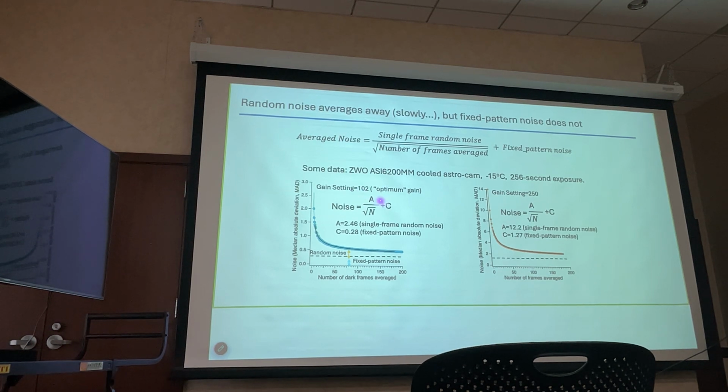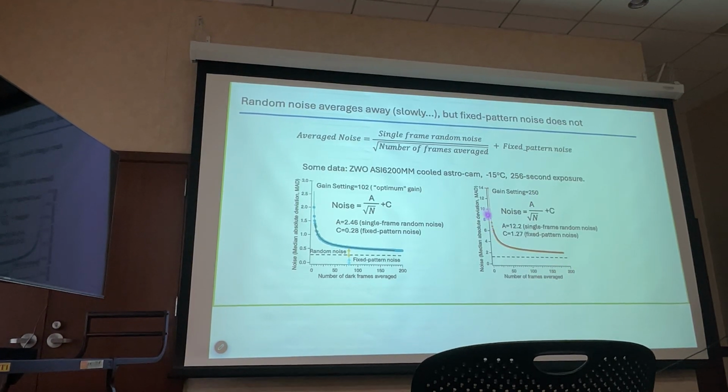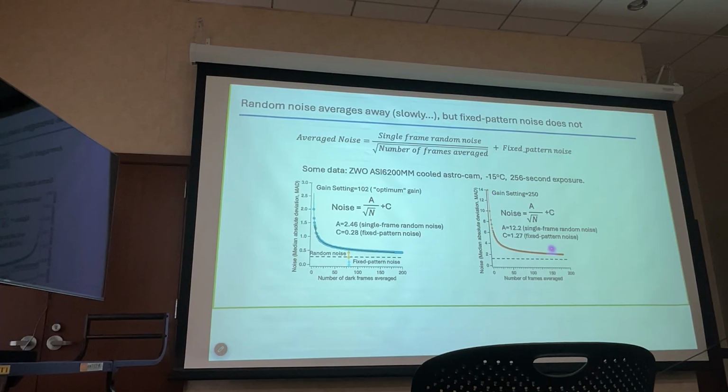A second aspect that we often look at is, what is the effect of changing the sensor gain? So a gain of 102 versus a gain of 250, exactly the same measurement. What do you see? Exactly the same kind of shape. The actual sensor gain in going from a setting of 102 to a setting of 250 is an increase of a little over a factor of 4.